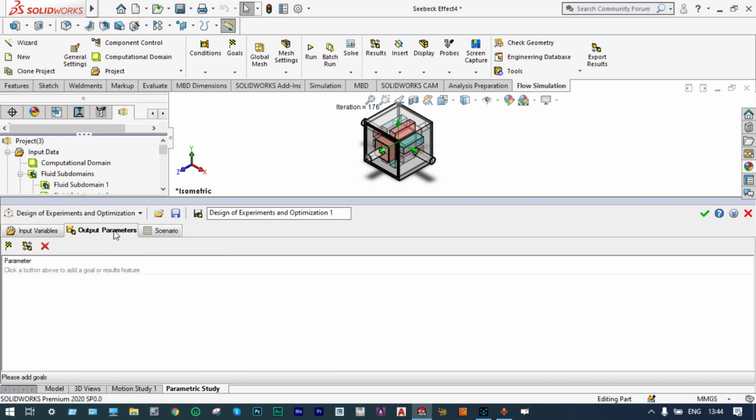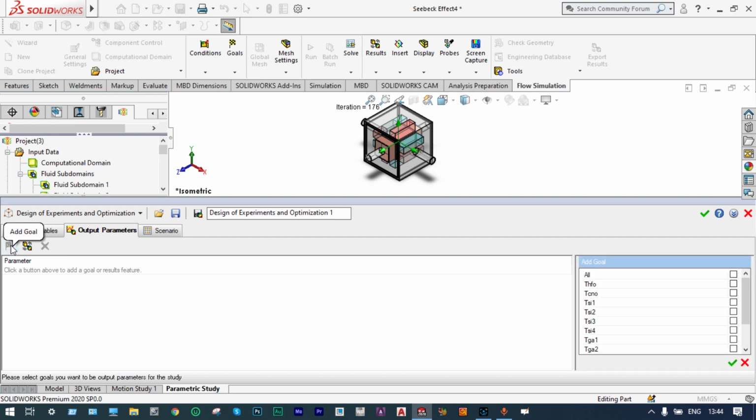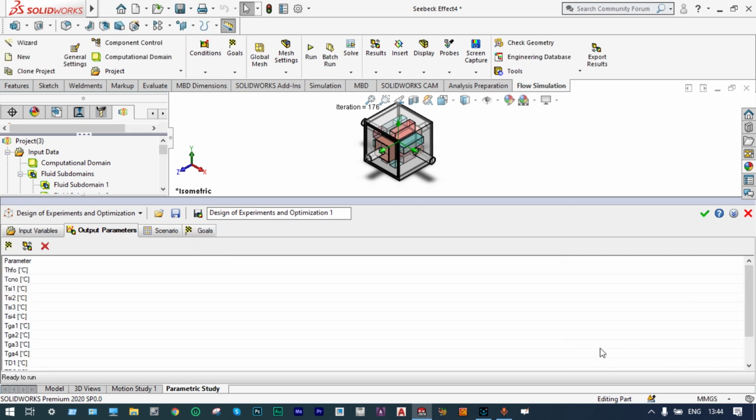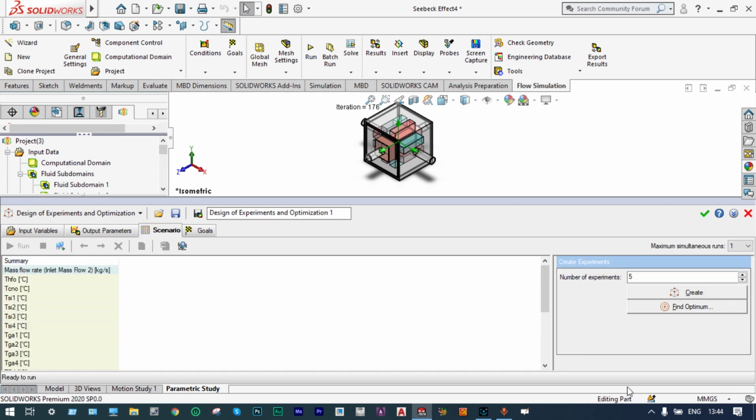Let us see the output parameters. They will be obtained from the goals. We have a lot of goals. We can have all the goals, so let us select all the goals. That means we want to see all the goals with varied mass flow rate of coolant. Okay, let us see the scenarios. 5 experiments have been defined. Let us create all those things.